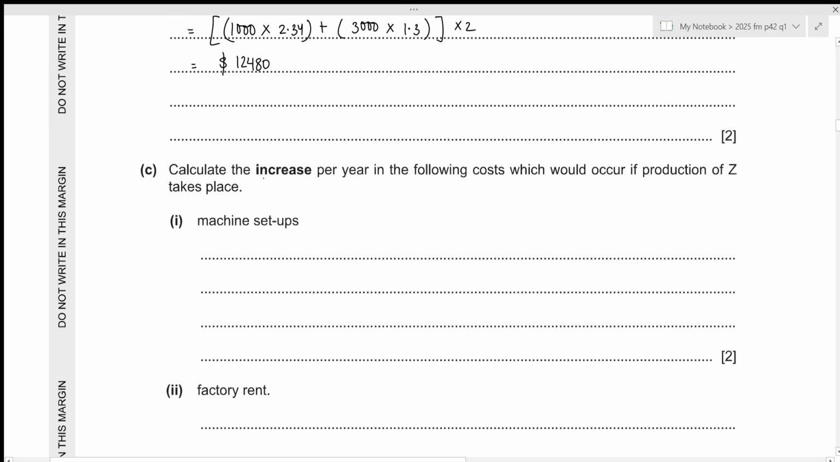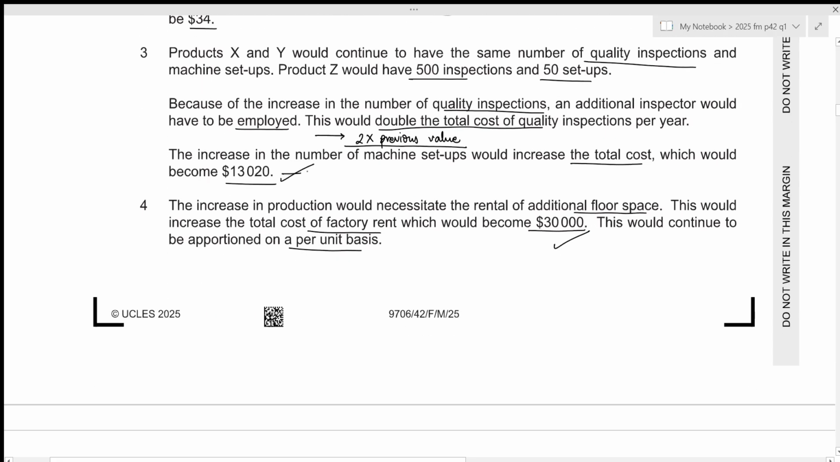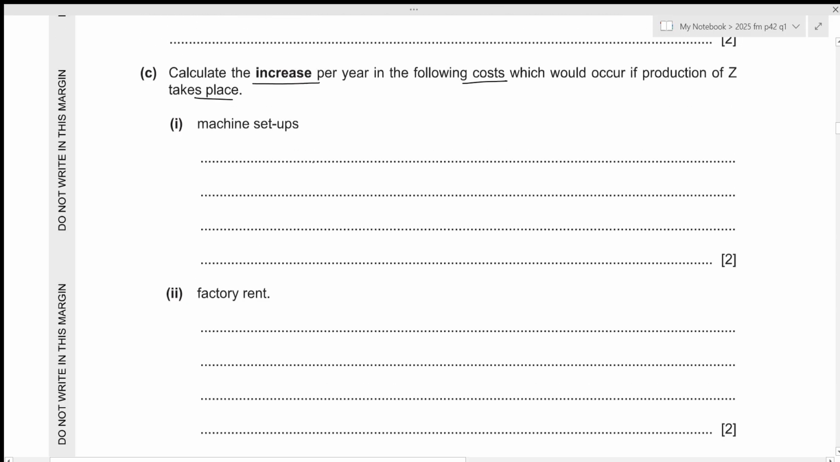We now need to calculate the increase per year in the following costs, which would occur if production of Z takes place. So for machine setups and factory rents, we were given the new total value. This is the total for our machine setups, and this is the total for our factory rent. So we just need to figure out the increase, which means that we first need to figure out the previous value as well, and then we would just have to subtract the previous total from the new total. Let's do that process for machine setups. The new value is 13,020. So we can start with that value.